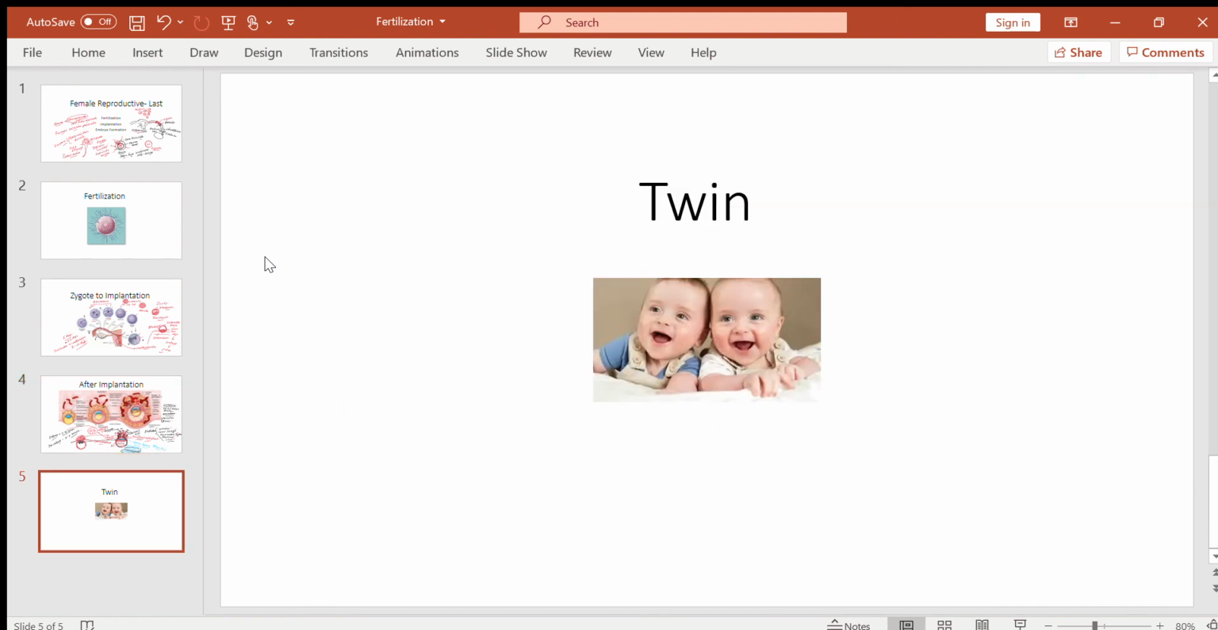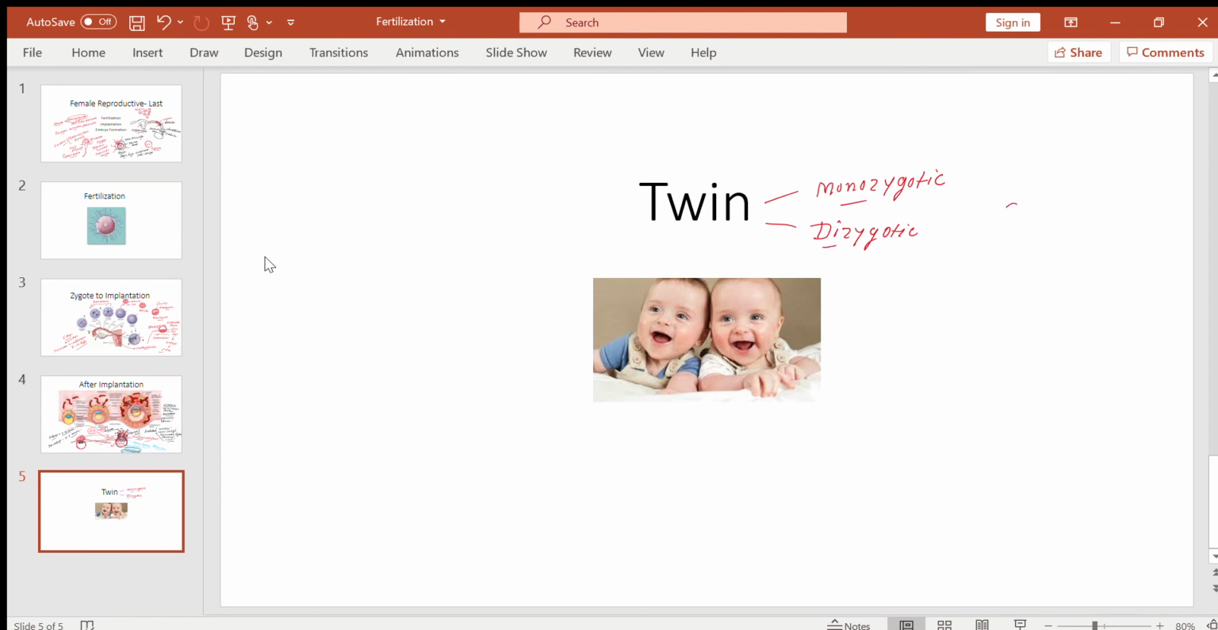So the last thing, twins. The twins could be of two types. You probably have heard of identical twins, which is also called monozygotic, and non-identical, which is dizygotic. Mono means one, di means two.